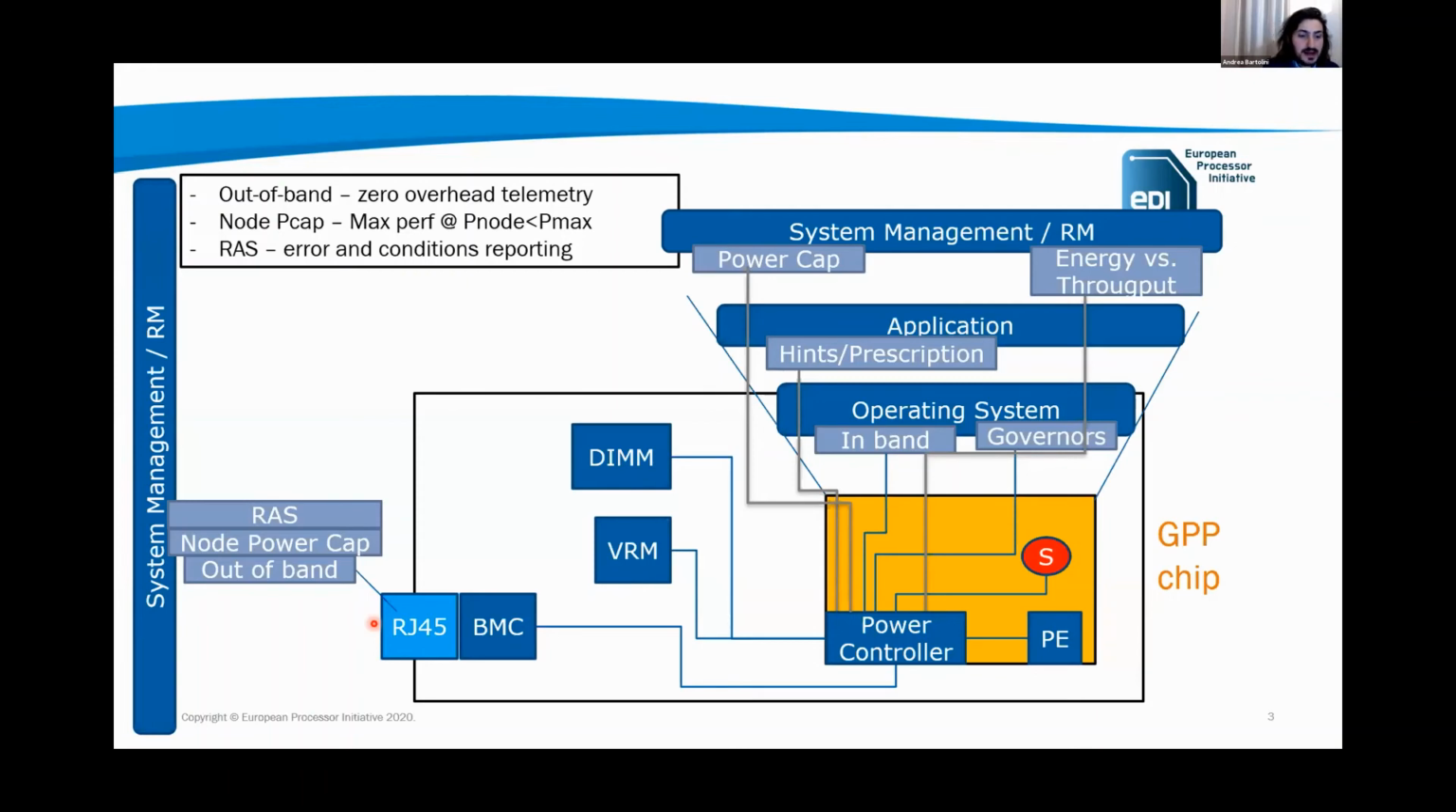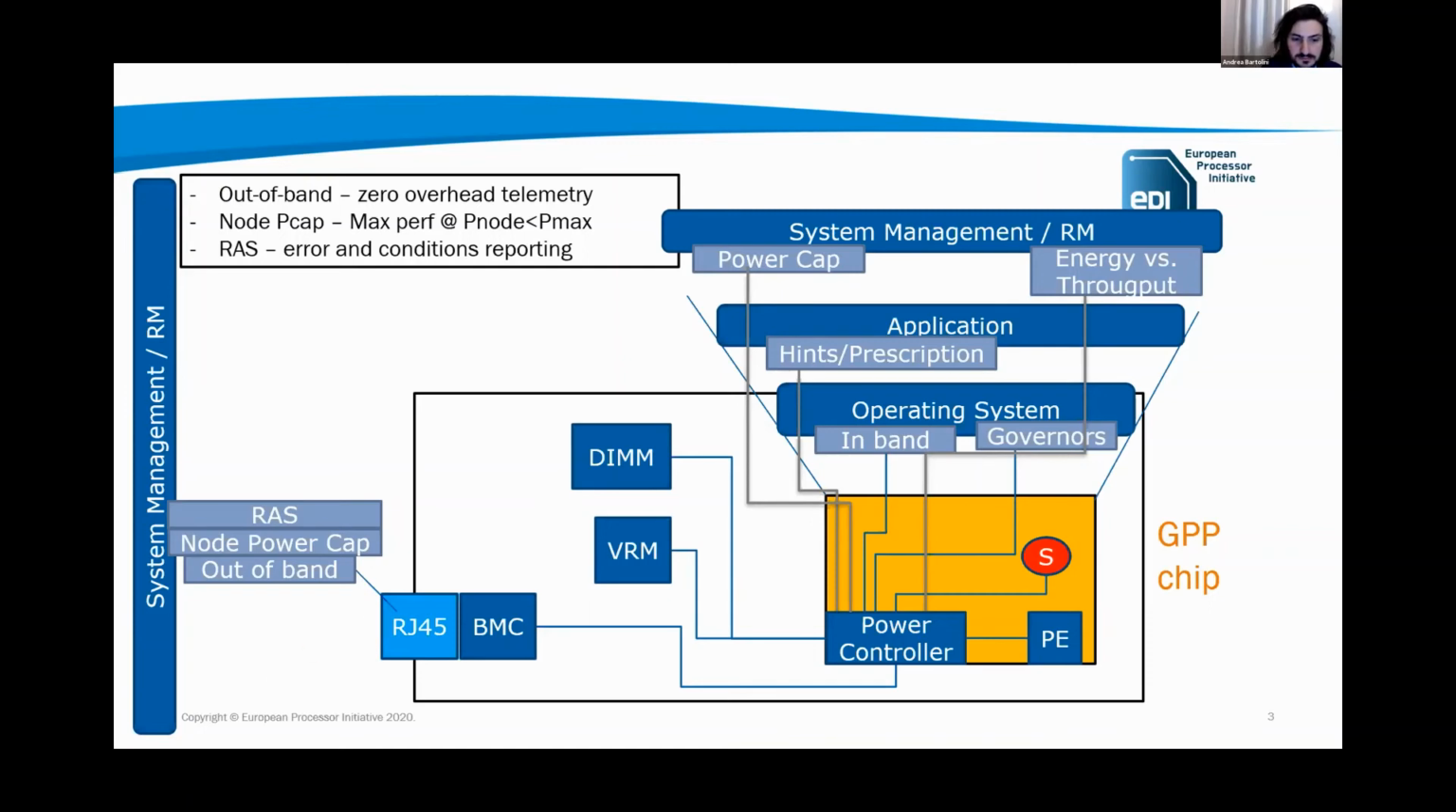Through that path, there are standards and interfaces which allow the system administrator to retrieve the status of the node, such as its temperature, power consumption, and different telemetry, but also to issue control actions from out-of-band, such as the maximum power consumption of the node, or also monitoring the RAS, so the reliability, availability, and serviceability of the system, including error reporting and conditions.